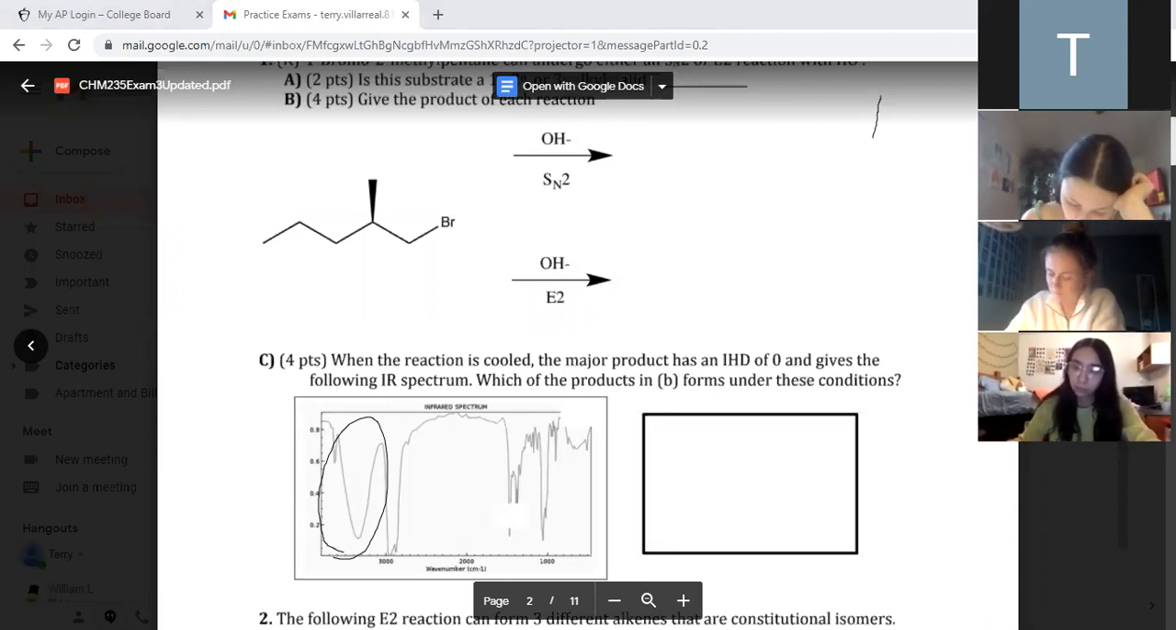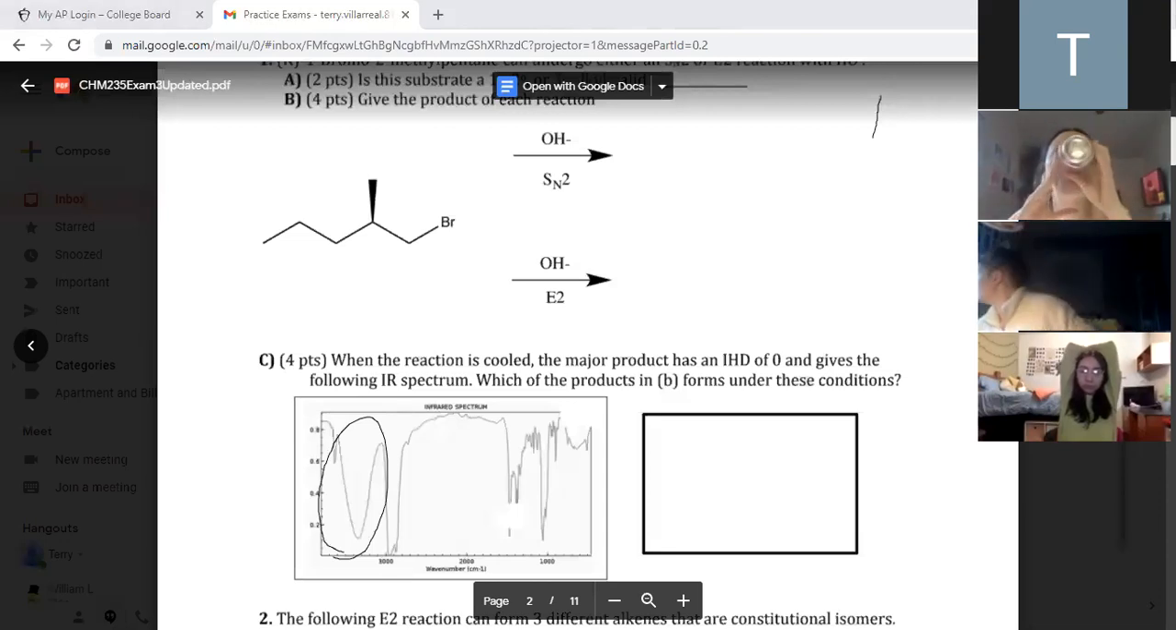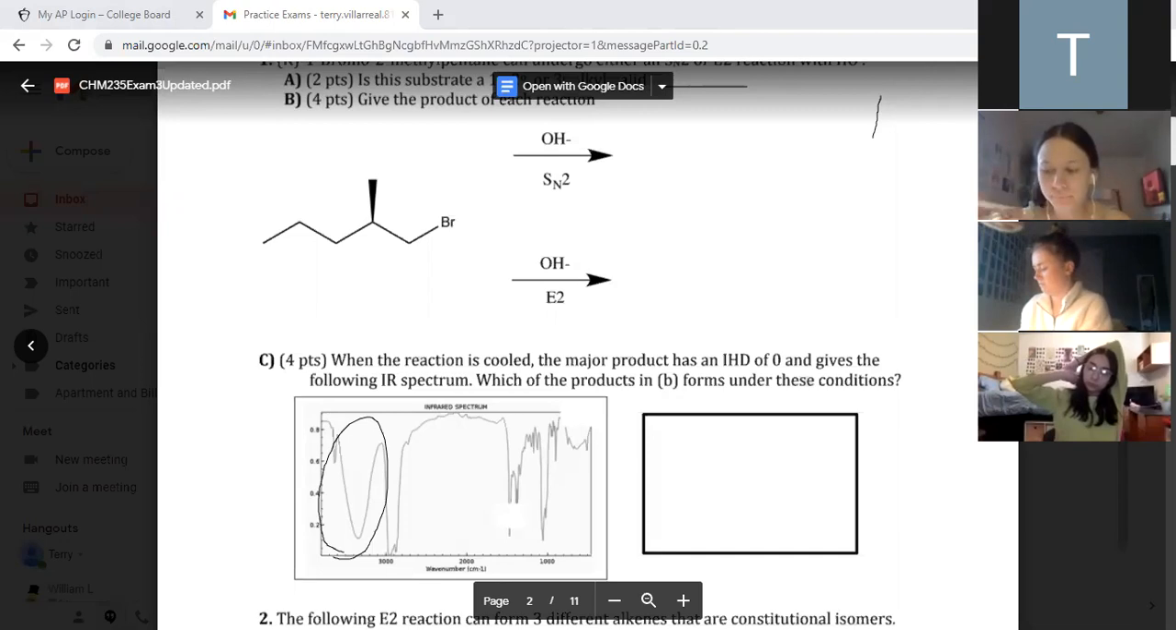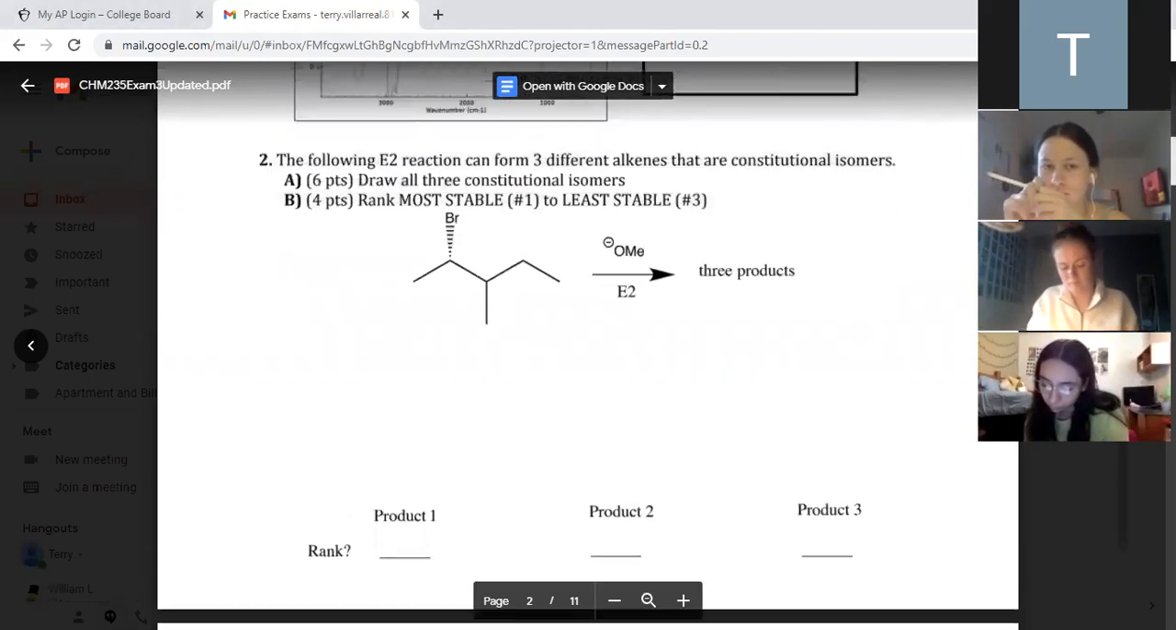And remember, this follows our trend, like we said. If you remember, we said OH minus, OMe minus, and OEt minus are the only ones that can go SN2 or E2. And if you have a primary, SN2 is usually favored. But in this problem, just something to keep in mind. All right, let's go to our next one, 2.